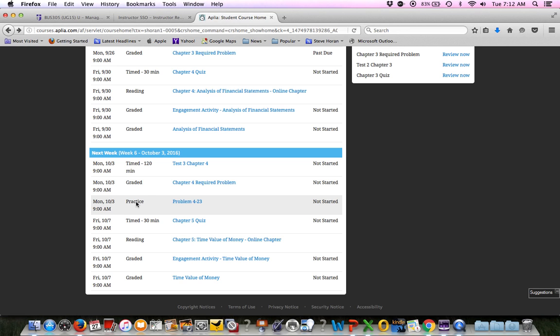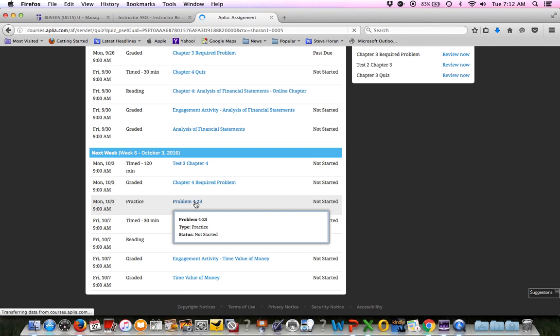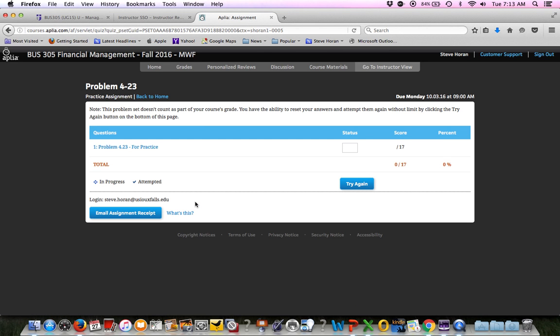It's labeled a practice assignment, so there's no points associated with this assignment. It's just literally here for you to practice on and get familiar with ratios and be able to work on them without having to worry about points. Problem 4-23 is very similar to the Chapter 4 required problem. The same concepts apply. So this just allows you, maybe I'll just say, a safe environment to practice this, just to learn the assignment, learn how to do these without having to actually worry about points.